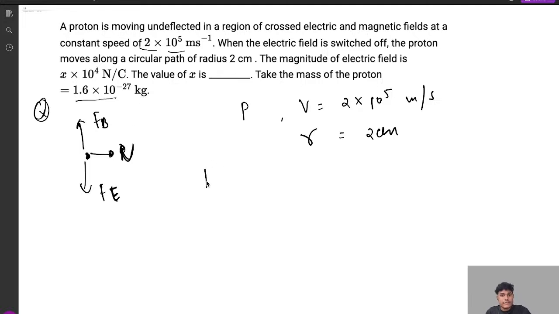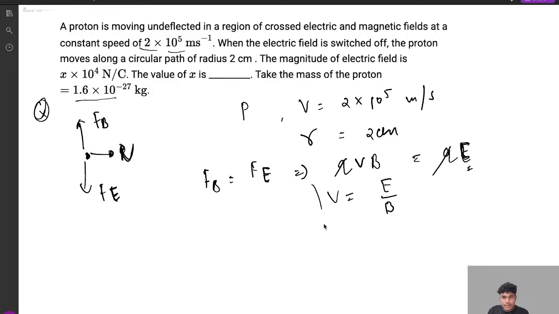Understand? From here we get F_B is equal to F_E, means the force due to B is equal to the force due to E. What is the force due to B? That is q(v × B), and if we need only the magnitude, that is qvB, which is equal to qE, where E is the electric field. q cancels out, and from here we get v is equal to E by B. That is our first equation.